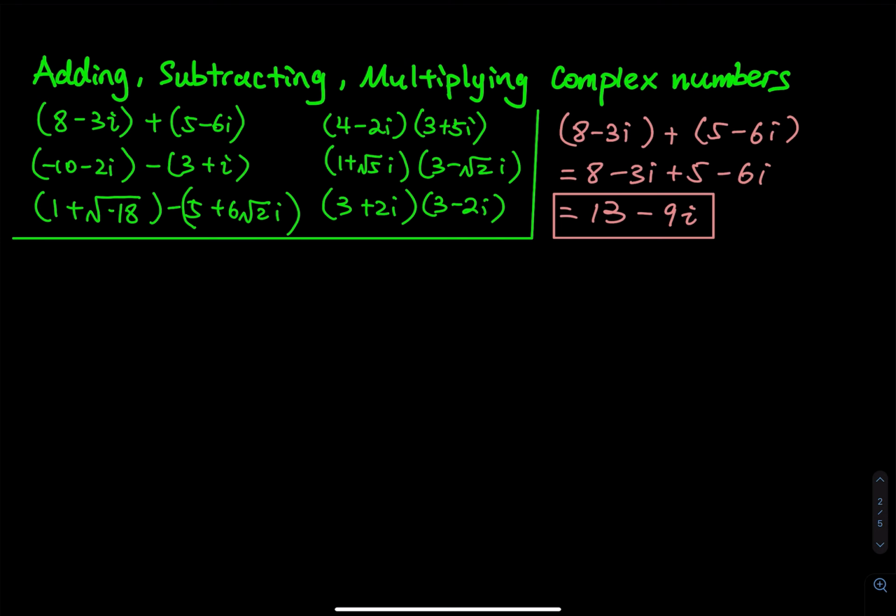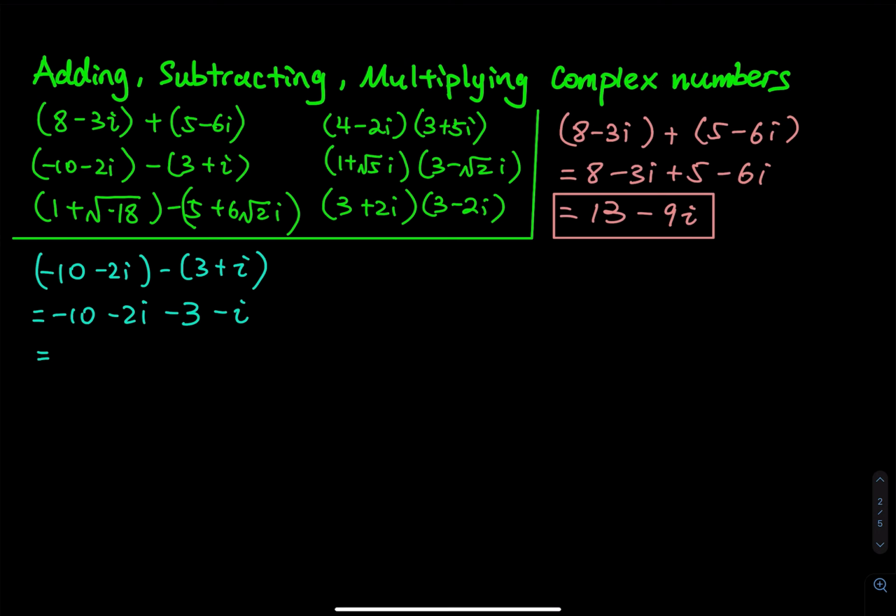The next one, let's do negative 10 minus 2i, parentheses, minus 3 plus i. So this is a minus. When you remove the parentheses, you have to change the second sign. So this is a minus 3 and then minus i. If you are wondering why, it's because you have to distribute this minus to the 3 and to the i. So that's why that becomes a minus i. When you factor out a negative 1, you get this back.